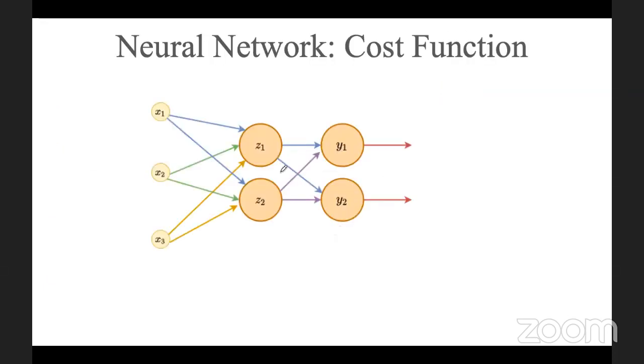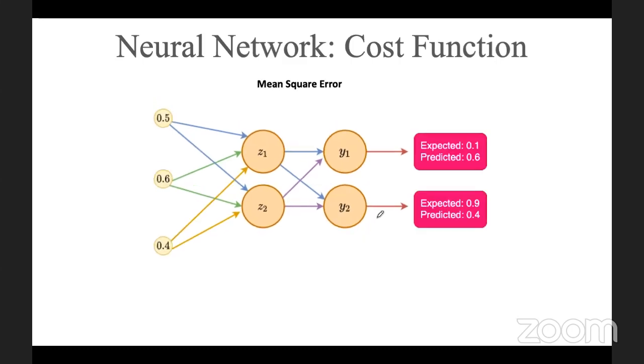Suppose I have a neural network with two layers. This is the hidden layer and this is the output layer. You have X1, X2, X3 as input, and some weights are here, which I've not represented. So on this input, 0.5, 0.6, 0.4, I wanted Y1 to give 0.1 and Y2 to give 0.9. But let's say the weights are randomly initialized initially, so we just get 0.6 and 0.4. So of course this is bad.